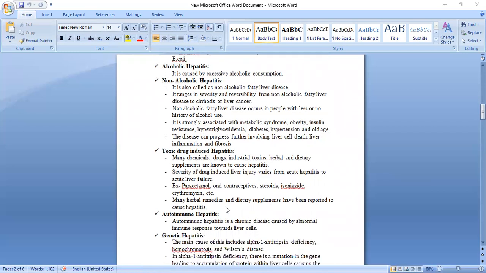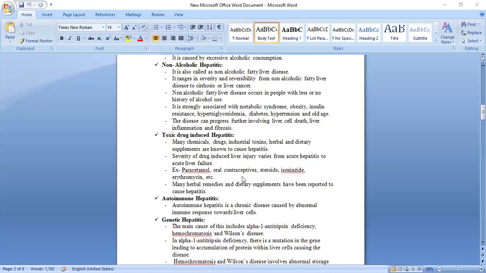Many herbal medicines, many herbal remedies and dietary supplements have been reported to cause hepatitis. Many herbal remedies are also there. Dietary supplements, I told you before, isn't it? Reported to cause hepatitis. These are all about toxic drug induced hepatitis.